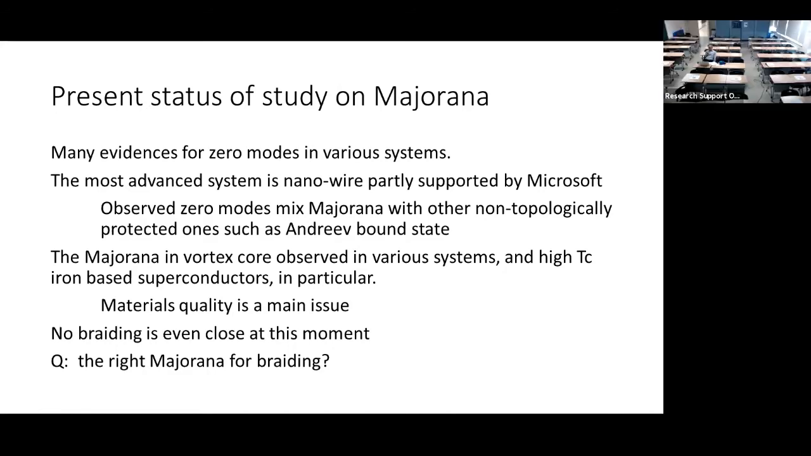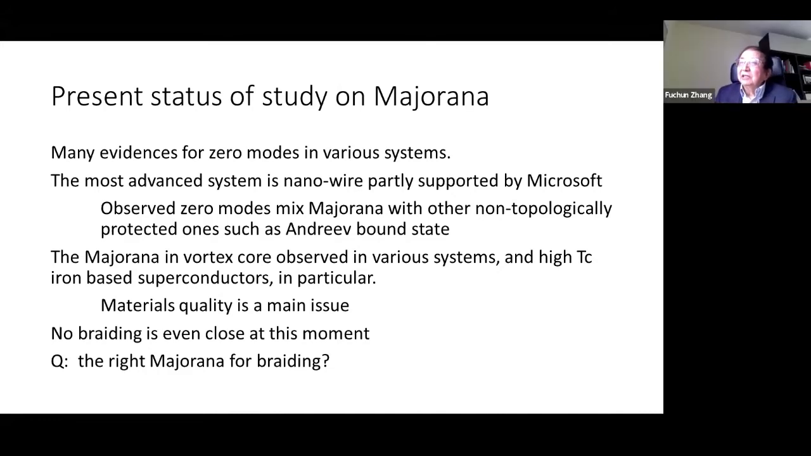Yes, but my question is a theoretical question. Can we really differentiate between a Majorana state and an Andreev bound state? Well, I think it's about whether it's topologically protected. That's the question. I see.